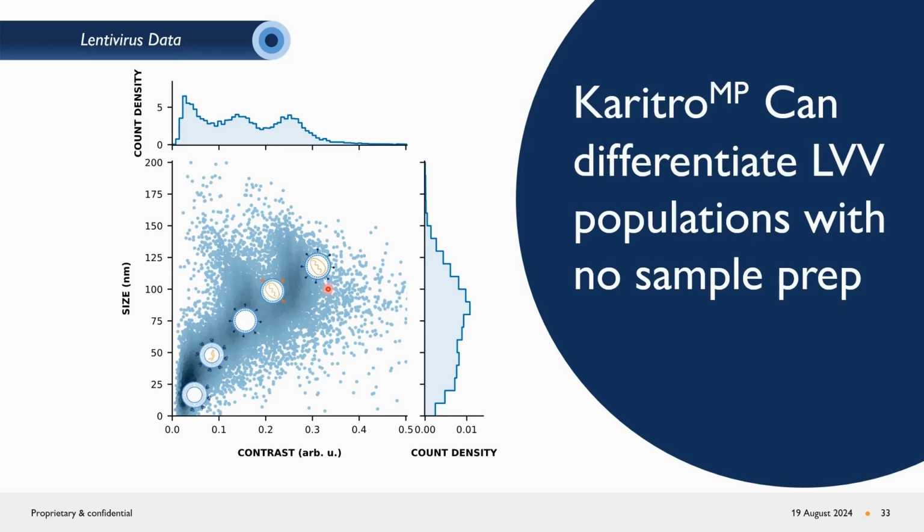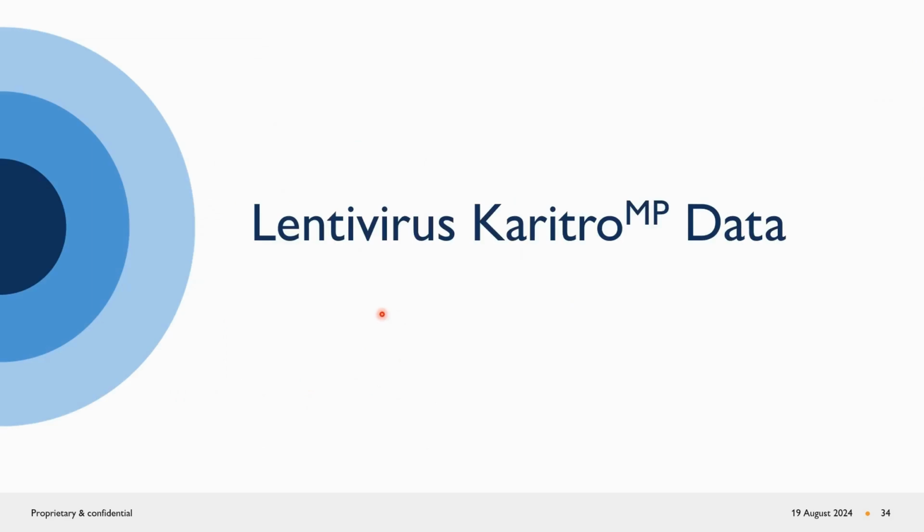However, by using a gating strategy, we can distinguish the various populations present in there due to their different values in both size and contrast, so size and mass, and specifically the lentivirus-like particles from the EVs, extracellular vesicle particles, which appear at a much lower contrast due to their lower density values. But let's look more in detail into lentivirus Karitro data.